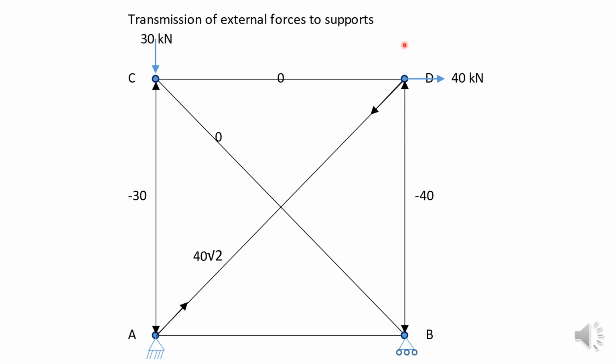Now for the vertical equilibrium, this 40 root 2 has to be balanced by a compressive force in BD of negative 40 kilonewtons. You can verify this using elementary statics. Okay, I'm not going into the details, but these member forces will transmit the external forces to the supports. You have 0 force in the other 2 members.